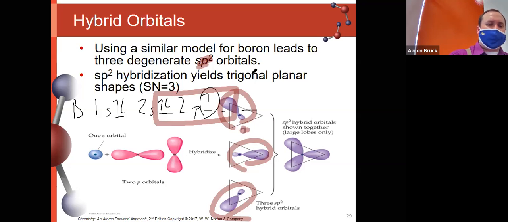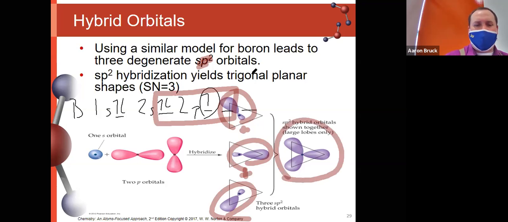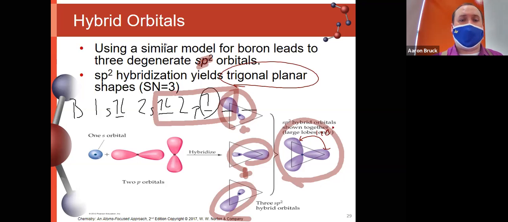When I put these 3 lobes together, I get this configuration. This configuration has bond angles of 120 degrees. We know it affectionately as trigonal planar. And so boron can put 1 electron in each of those 3 lobes, which will allow the boron to go out and make its 3 bonds.